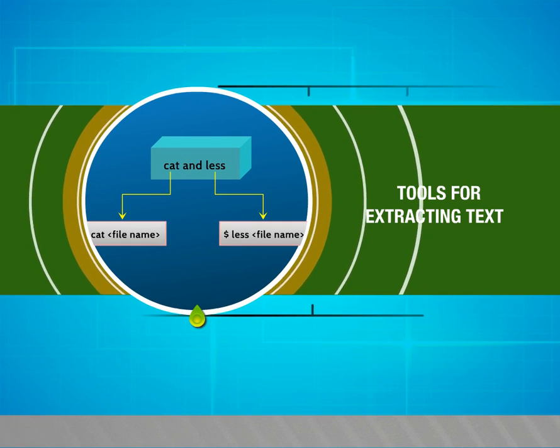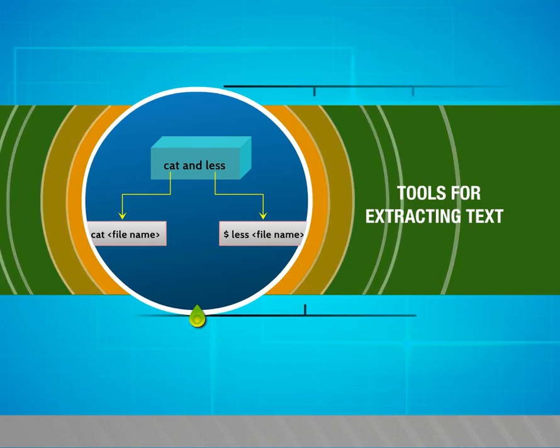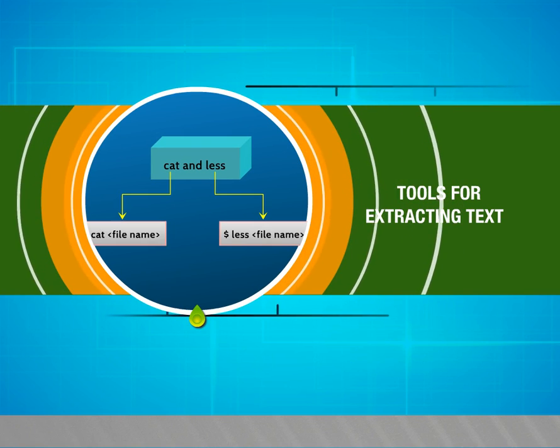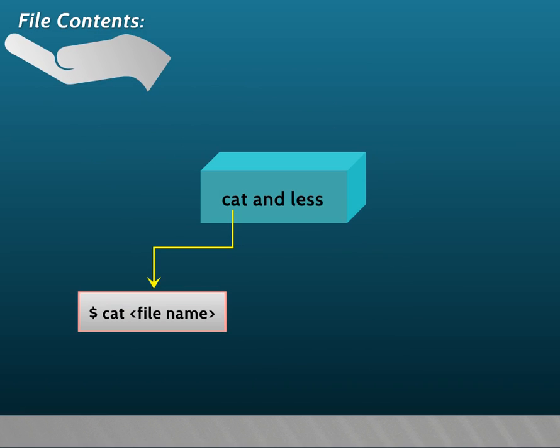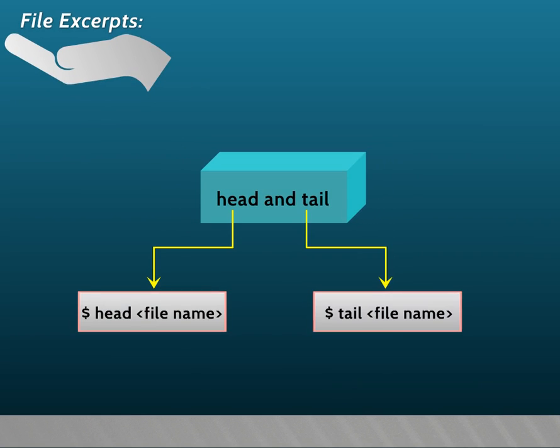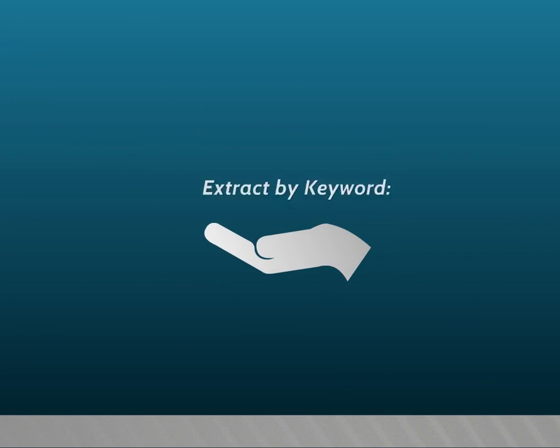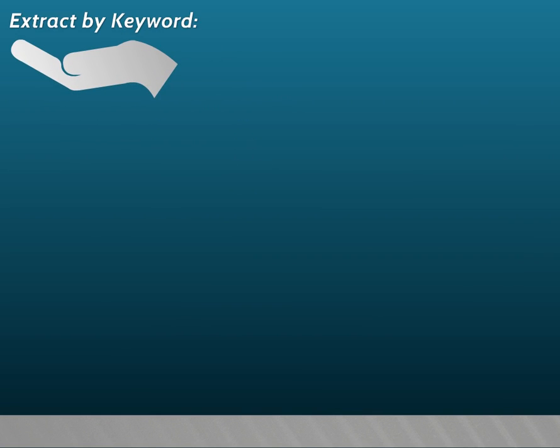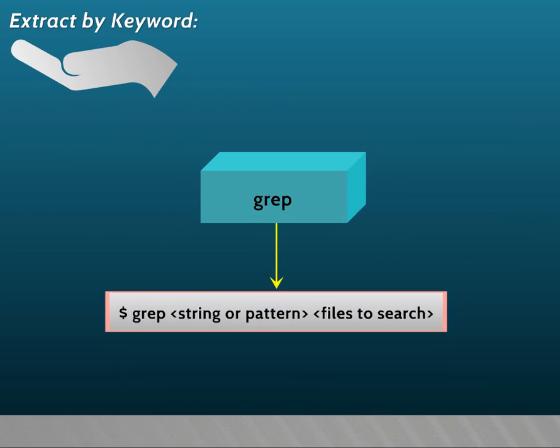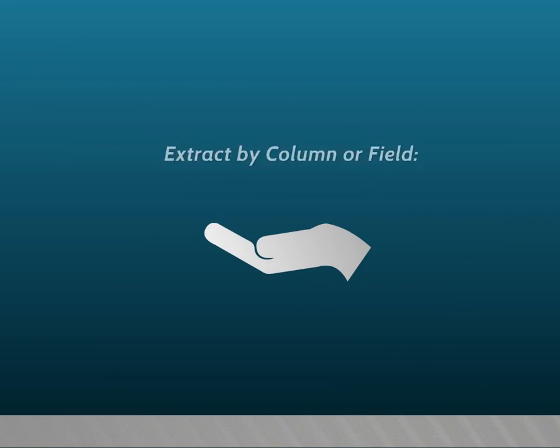Tools for extracting text. In this video, we are going to see about tools for extracting text. File contents: cat and less. File excerpts: head and tail. Extract by keyword: grep. Extract by column or field: cut.